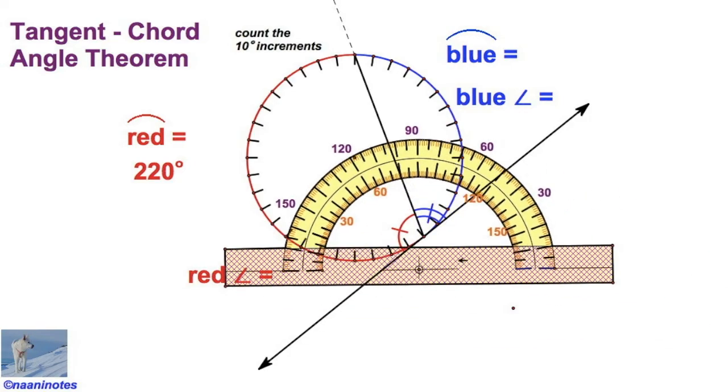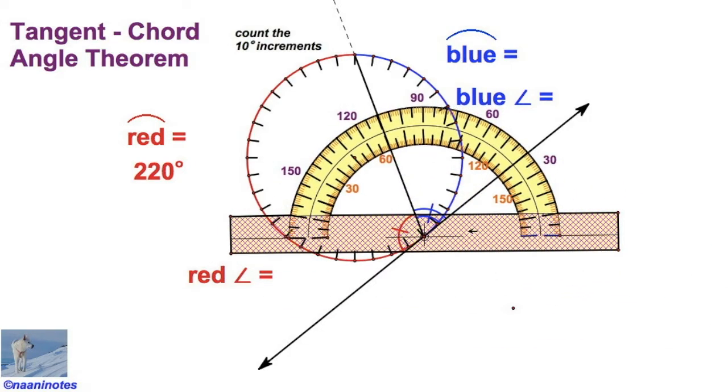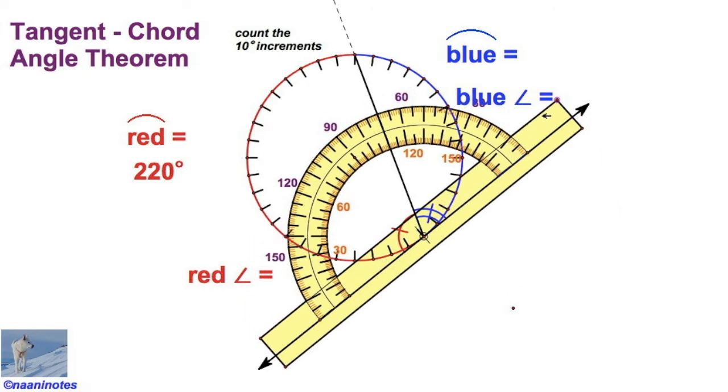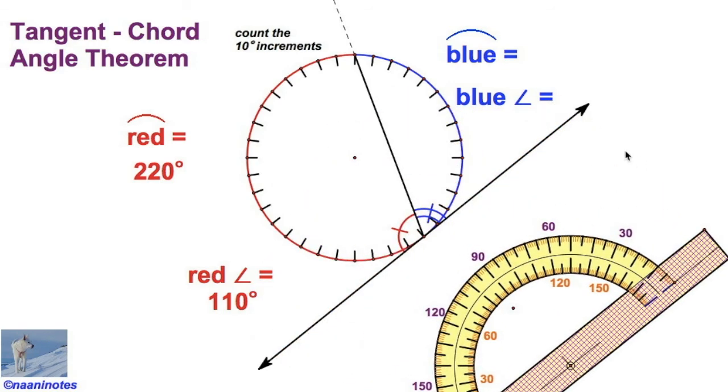And then I want you to take your protractor and line it up like that and check that out and see what you got. You know how to read it. That's 90. That's 100. This is 110. So go ahead and mark that. 110.